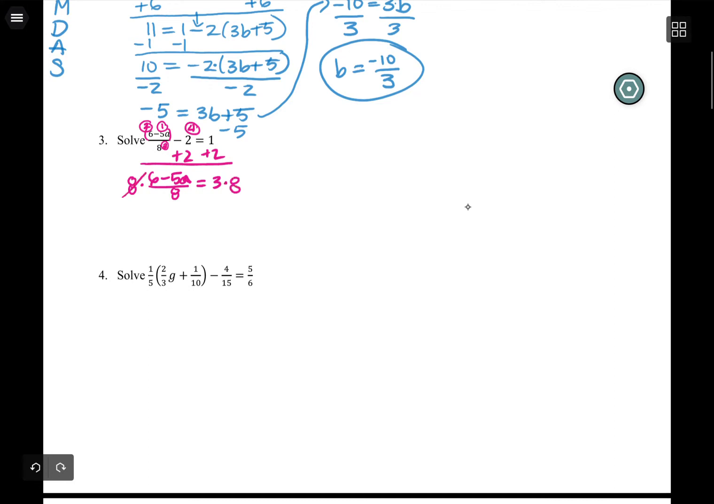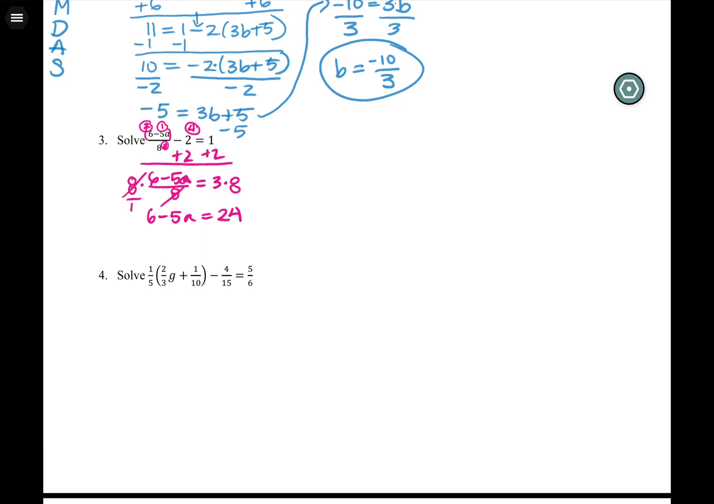So this should just make the 8's cancel, right? We were dividing, we multiply, that should be gone. 6 minus 5a is all that's left. So 8 times 3 is 24. 2 things left to go.